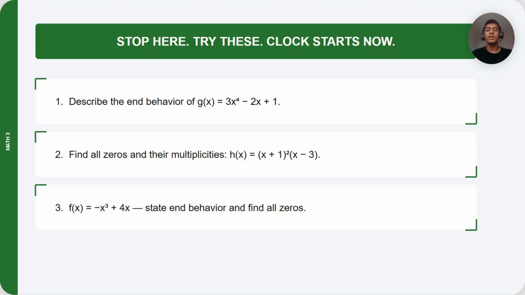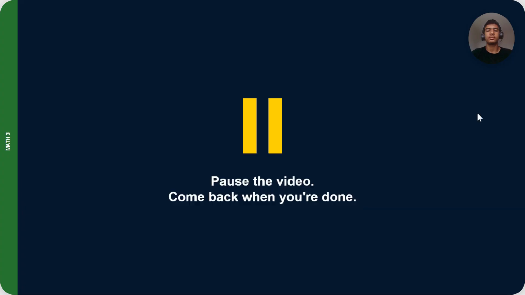Now, pause the video, try these three. I'll wait. Number one is straightforward end behavior. Number two is testing whether you can read multiplicity straight off a factor form without expanding it. Number three makes you do both steps back to back.